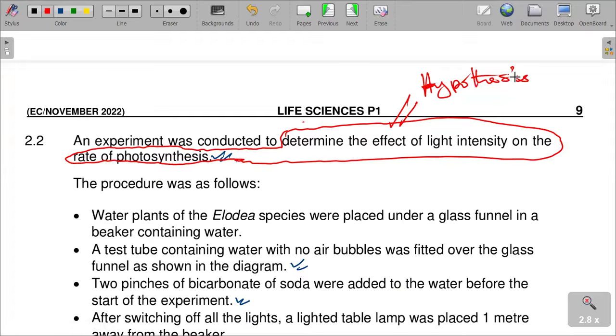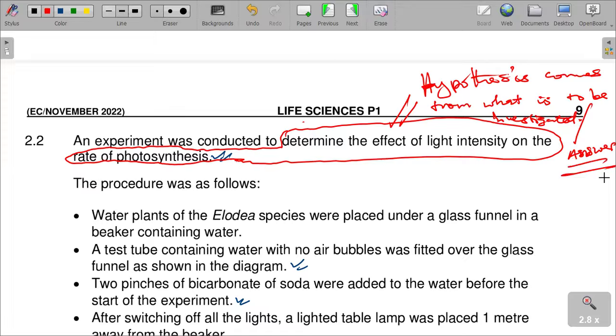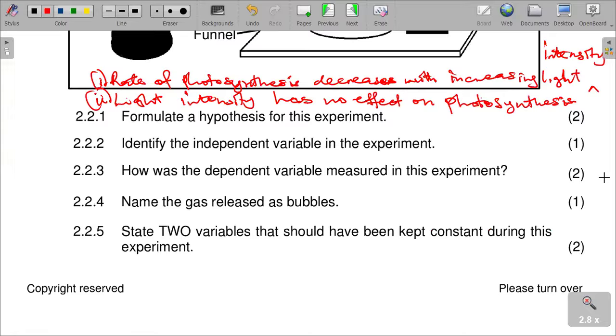I'm saying hypothesis comes from what is to be investigated. Therefore, it is an answer to the investigation. That is one thing that you must understand: it is an answer to what is being investigated. So let's quickly go to the next question.